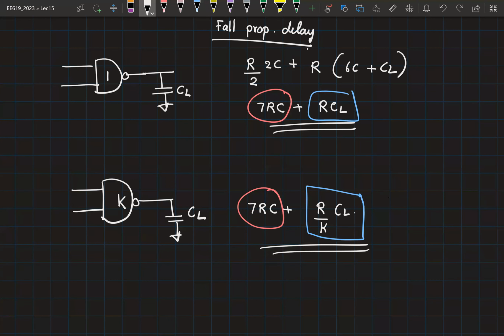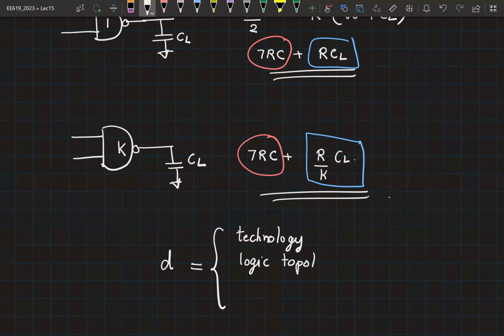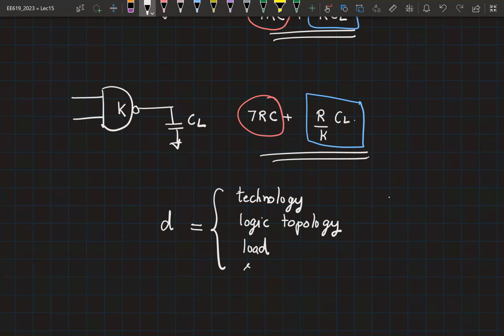So now we were looking at how to model all of this information together. And the conclusion that we had made was delay is a function of the technology. Because if you design a gate in 45 nanometer, implement the same gate in 90 nanometer, it is going to have different delays. So it is a function of the technology you are using. It is a function of the logic topology that you have selected. In a given technology, a NAND gate as well as an inverter are going to have different delays. It is a function of the load that is being driven and is also a function of the sizing.